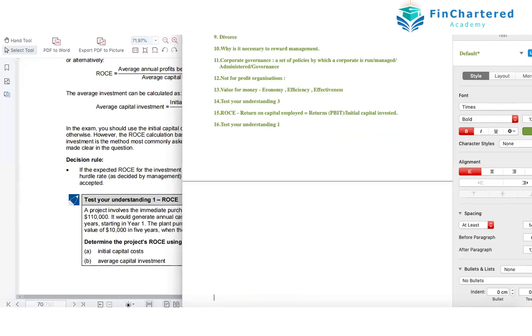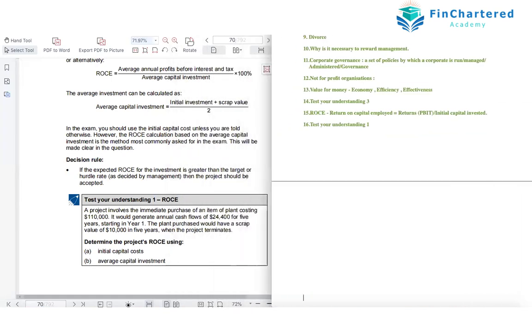A project involves the immediate purchase of an item of plant costing 110,000. It would generate annual cash flows of 24,400 for 5 years starting in year 1. The plant purchase would have a scrap value of 10,000 in 5 years' time when the project terminates. Determine the project's ROCE using the initial capital cost. No need to look at average cost.